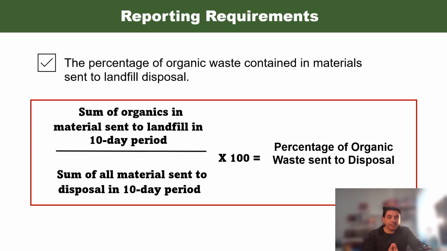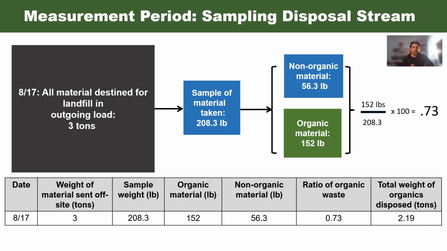So how that percentage is determined is going to be based on the overall 10-day measurement period for those samples that are captured. It's going to take the sum of organics in material sent for disposal in that 10-day period, and it's going to divide it by the sum of all material that's sent for disposal in that same 10-day period. It gets multiplied by 100, and that's what gives us the overall percentage of that organic waste that's being disposed. And that's what ultimately is going to be reported through RDRS, and we're going to show an example in the next few slides. So with this example, we're going to determine the total weight of organics disposed for a single day in their 10-day window, and then incorporate that into RDRS in an overall quarterly percentage.